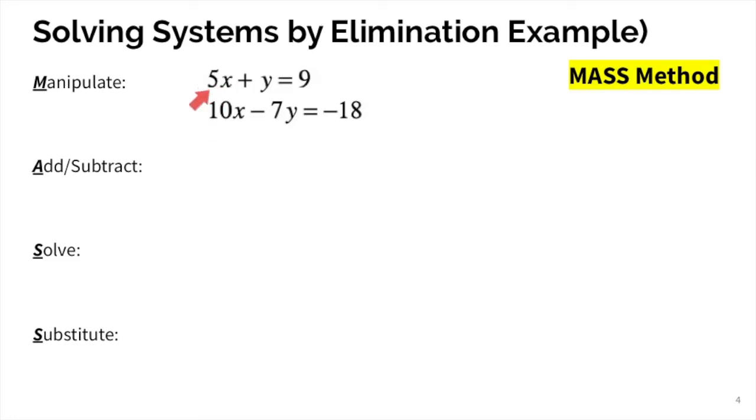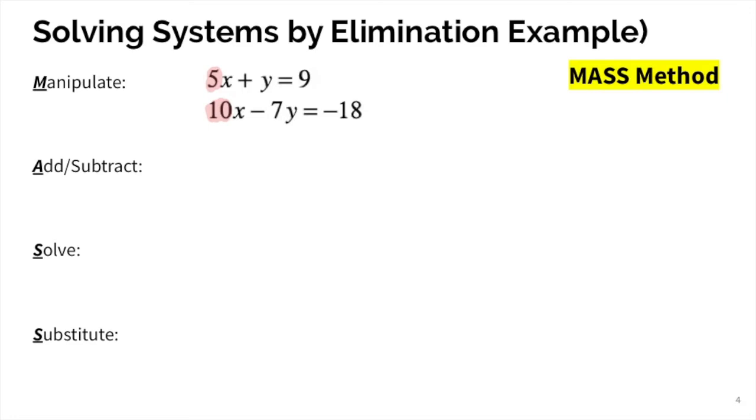So when I'm looking at my coefficient for x in my first equation and my coefficient for x in my second equation, my coefficient for x in my first equation is 5, right? And then my coefficient for x in my second equation is 10. So when I think about those coefficients, I know that the least common multiple of those coefficients is going to be 10, right? And so I don't actually have to do anything to the second equation. I just have to do something to this first equation to change it so that this coefficient becomes 10.